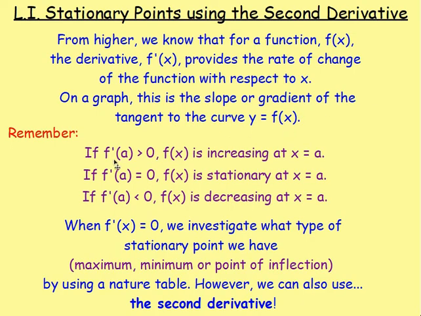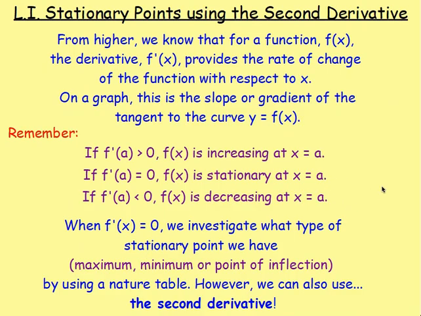If you end up with the first derivative bigger than 0, then it means the gradient is going to be positive. So the graph will be increasing at that point. If it's less than 0, then it means the gradient is negative, so it will be decreasing. And if it equals 0, then it means it's going to be stationary. So in other words, you could have a maximum turning point or a minimum turning point or a point of inflection.